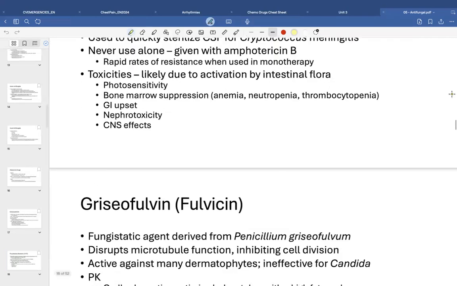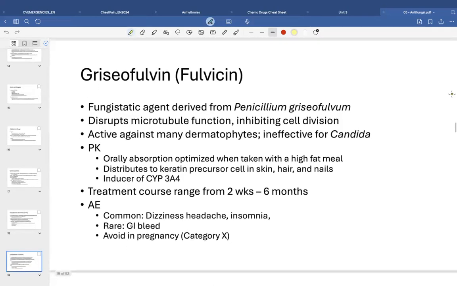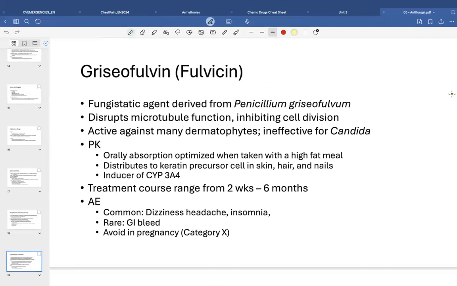Griseofulvin, mostly for historic interest. Basically, this is an older antifungal that disrupts microtubule function and inhibits cell division. So this is a fungistatic agent, active against dermatophytes, actually not for Candida, but other tinea type infections. This is fungistatic, so you will see longer courses of treatment.